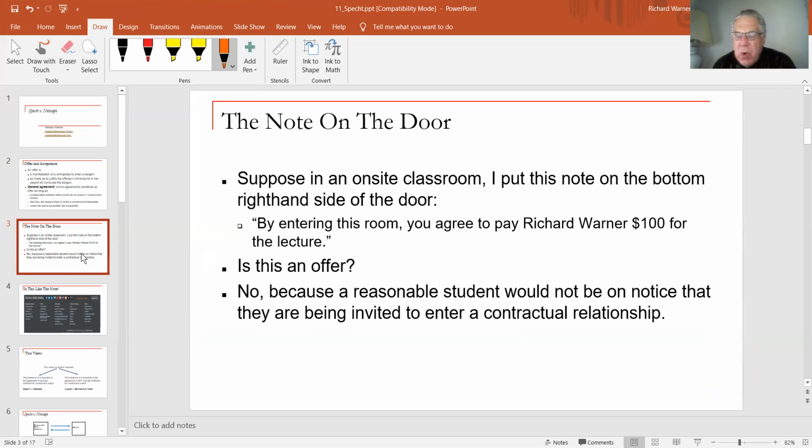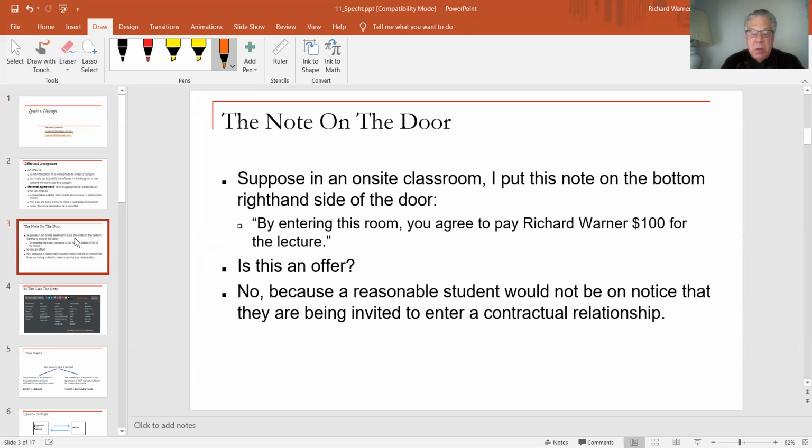Now let's start with an analogy. I use this one a lot when I teach on-site. I actually put the note on the door, but imagine in an on-site classroom, I put a note on the lower right-hand side of the door to the classroom where I know nobody's going to look. And the note says, by entering this room, you agree to pay Richard Warner $100 for the lecture. Sadly, no one has ever paid me. Everybody immediately recognizes this is not enforceable. Technically, to see why it's not enforceable, the question is, is this an offer?